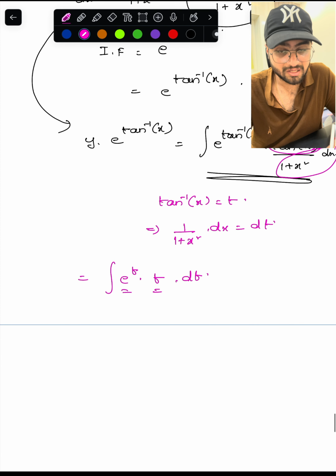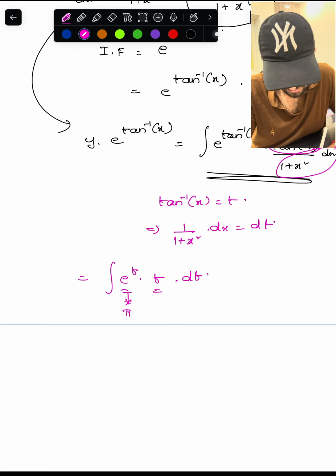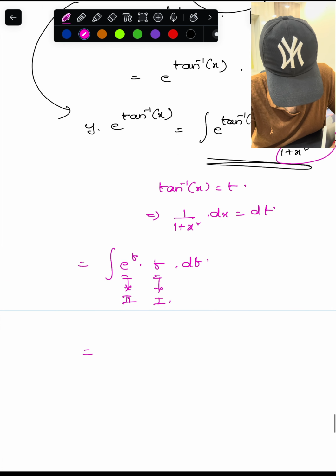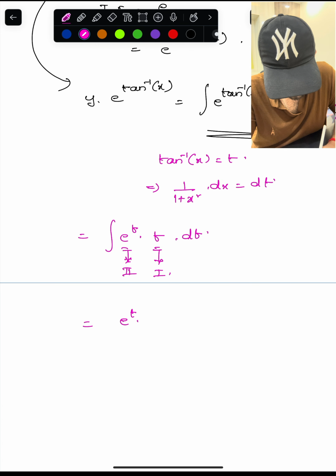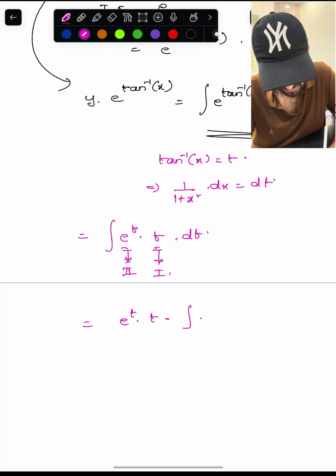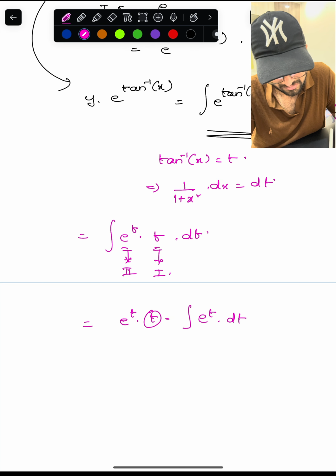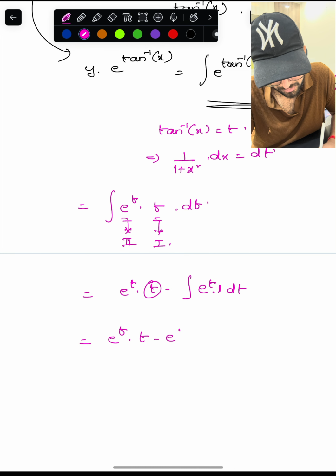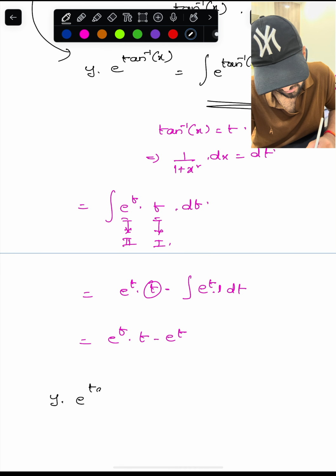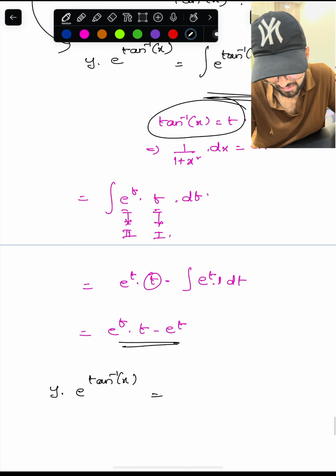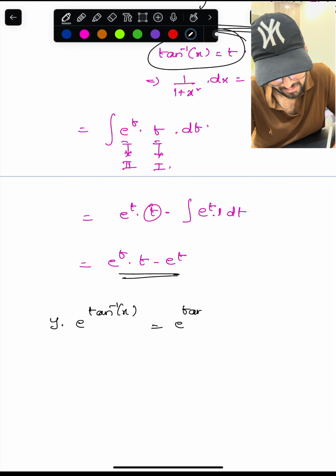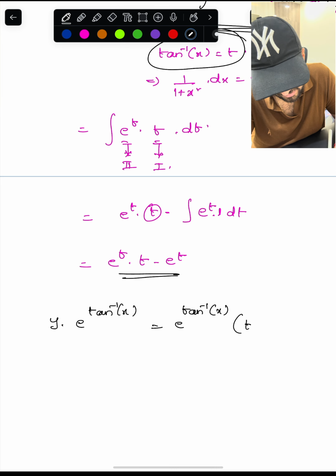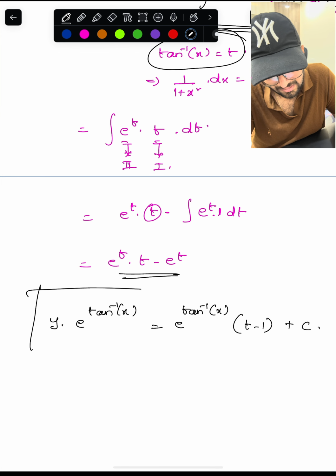Now clearly, two dissimilar functions, we can use by parts. This is our second function, this is our first function. So it is e^t into t minus the integral of e^t dt, since the differentiation of t is 1. So you will be getting e^t into t minus e^t. So finally you will be getting y into e^(tan inverse x) equals, I can take out e^t, t means tan inverse x only here, so e^(tan inverse x) into (t minus 1) plus c.